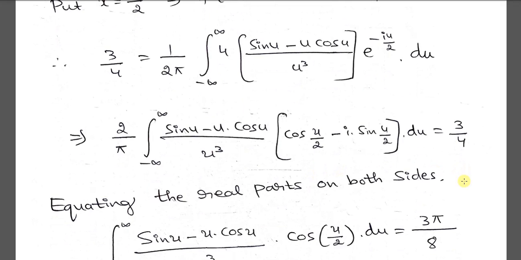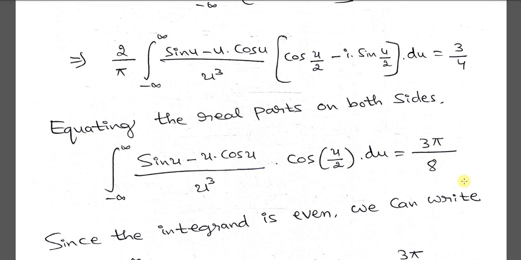3 by 4. Now actually I want the first term only with the cos function, right? In the question I don't want the sin term. Therefore cos is the real part, we will take only the real part, okay? So when you take the real part, what happens? 2 by pi i shifts to RHS, so it becomes 3 pi by 8. What is the real part here? This term multiplied by cos u by 2, right? So (sin u minus u cos u) by u cube into cos u by 2 is 3 pi by 8. Still the problem is not over, it is minus infinity to plus infinity.